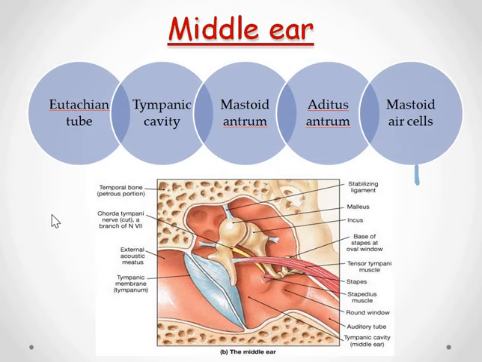So the middle ear is formed by the Eustachian tube, the tympanic cavity, the aditus and the mastoid antrum, and the mastoid air cells.